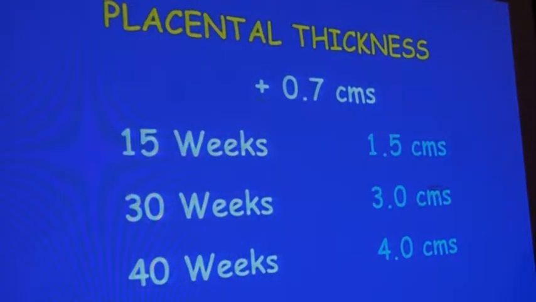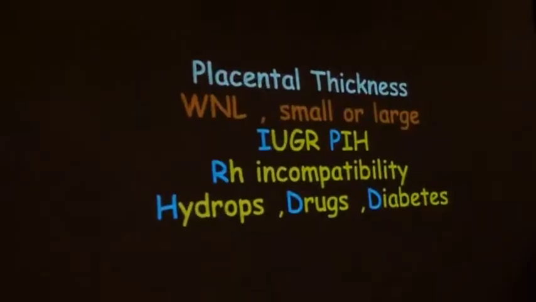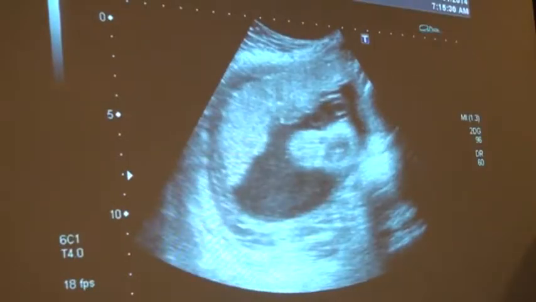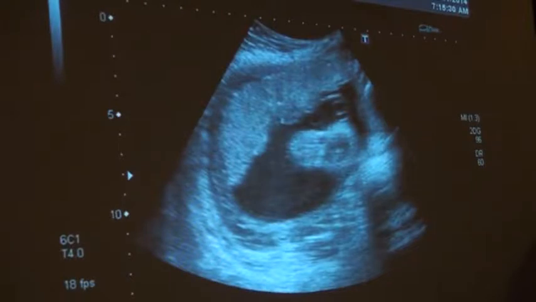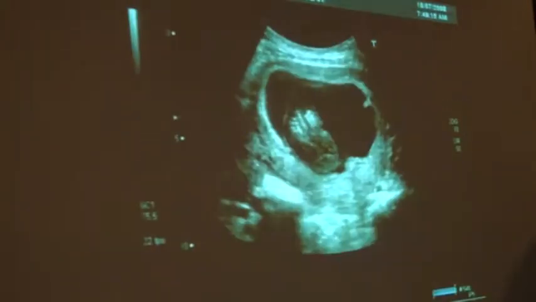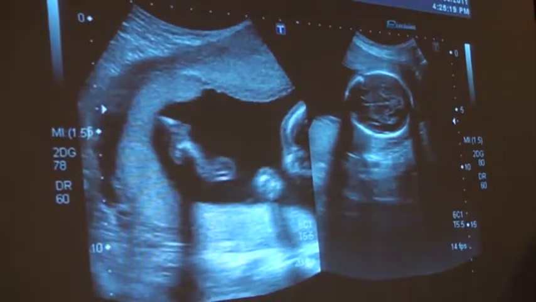What about placental thickness? 15 weeks, put a dot, should be 1.5. 30 weeks, put a dot. 40 weeks, put a dot, plus minus 0.7. Why do we want to know? Because we want to diagnose IUGR, PIH, target, incompatible, hydrops, and so on. How to measure it, and what are the tricks of the trade? This is a large placenta. It has to be measured perpendicularly, and this is a thin placenta which resulted in a miscarriage.